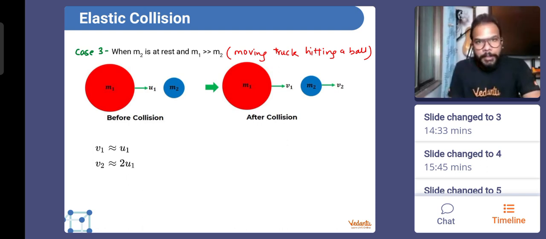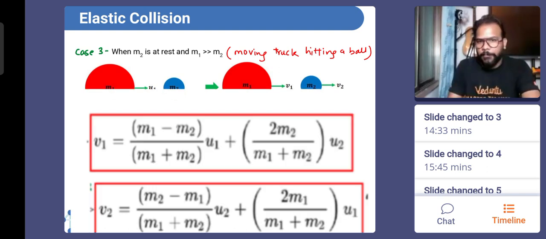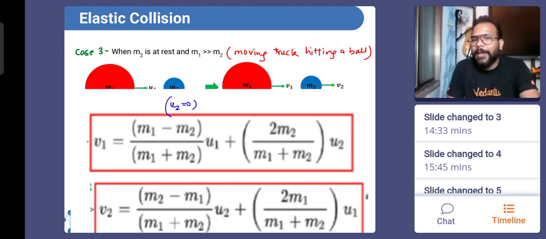Okay, guys. So third case, once again, this time the truck is going to hit a stationary ball. So m1 is going to hit a ball. The ball's initial velocity is 0. So what will happen to the truck? Nothing will happen to the truck when it is going to hit a ball.